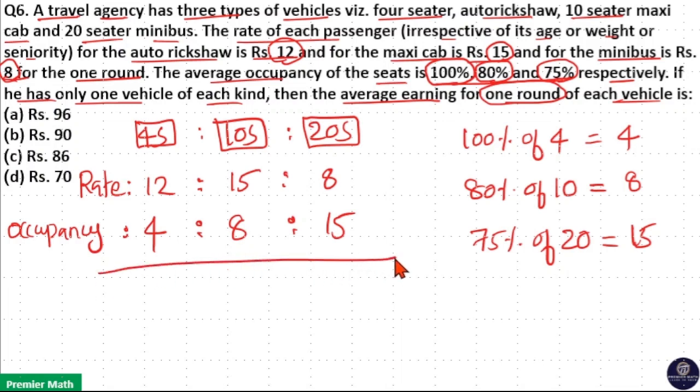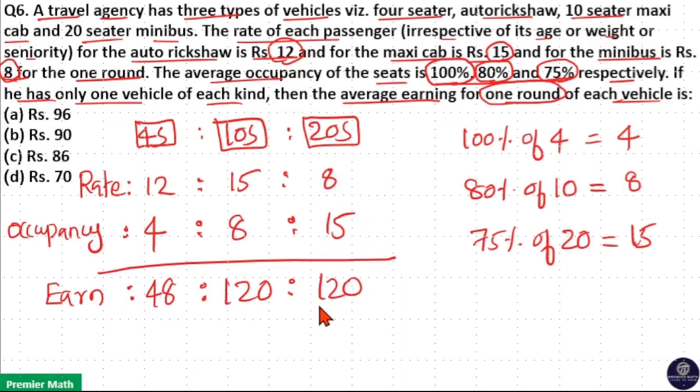Now if you take the earning, it means rate into occupancy. For 1 person, rupees 12 is the rate and the occupancy is 4 seats. For 1 person it is 12, so for 4 persons it is 4 into 12, 48. Now for 1 person it is 15, so for 8 persons it is 8 into 15, 120. For 1 person it is rupees 8, so for 15 persons it is 15 into 8, 120.